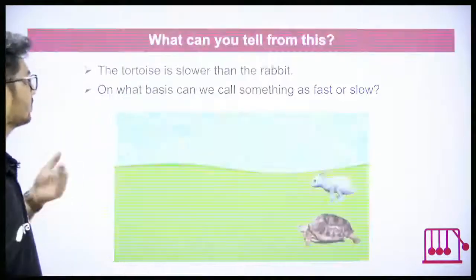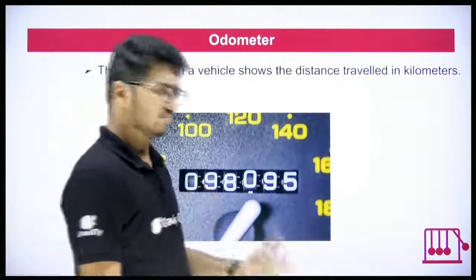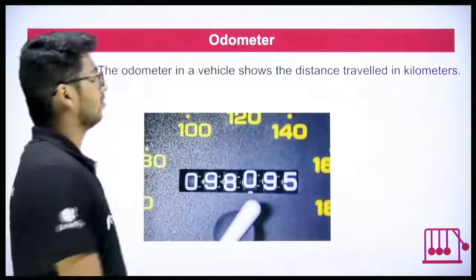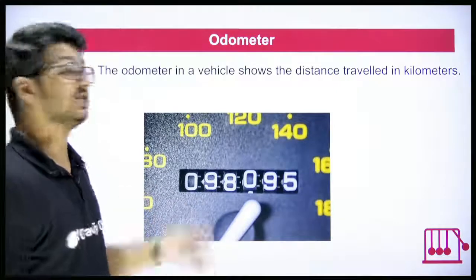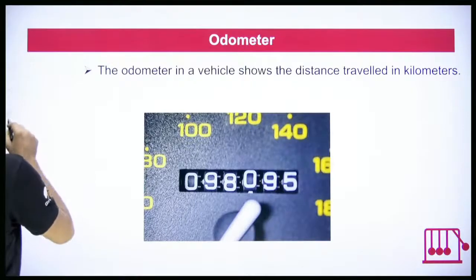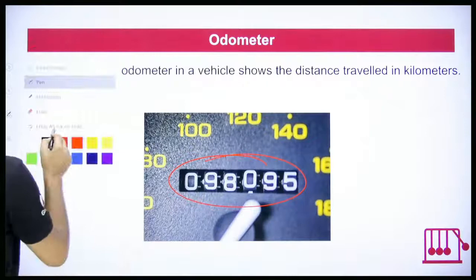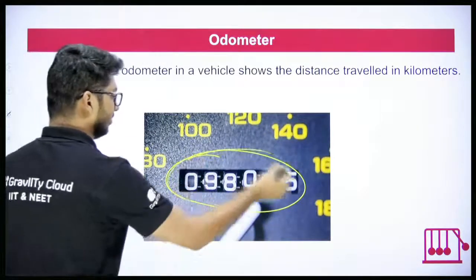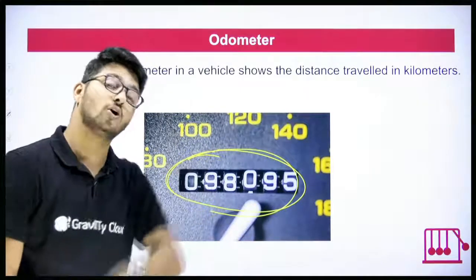Okay, good. Look at this. There are two devices in a vehicle which are more important for us as of now. One is the odometer. Not odomus, odometer. What does the odometer do? The odometer shows us the distance traveled in kilometers, the total distance traveled. Can you see that here, everyone? This is the one that I am talking about. You might have seen it many times. This shows the total distance in kilometers.